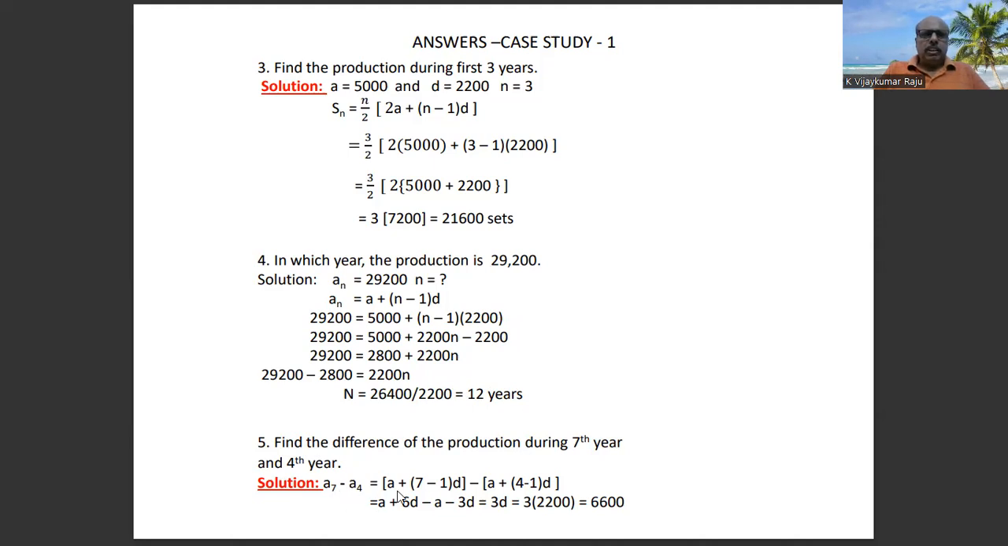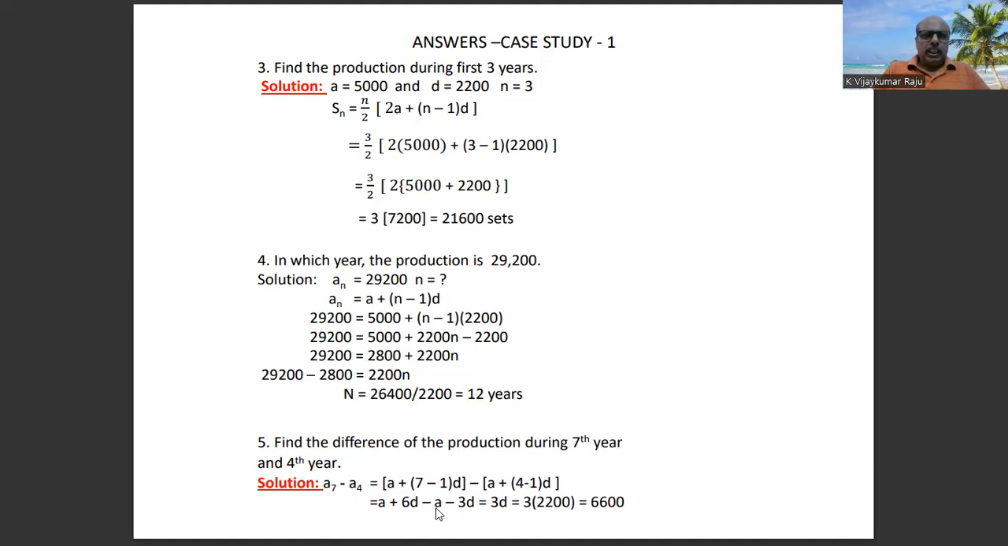How do you write A7? A7 is written as A plus (7 minus 1) into D, minus A4, which is written as A plus (4 minus 1) into D. Let's simplify, open this bracket. So it becomes A plus 6D minus A minus 3D.